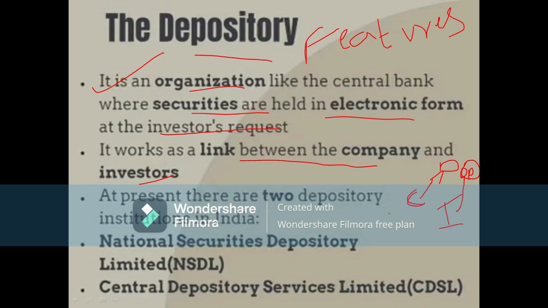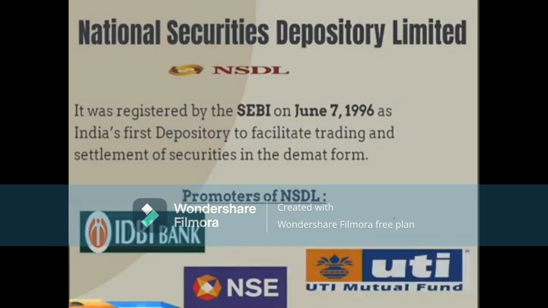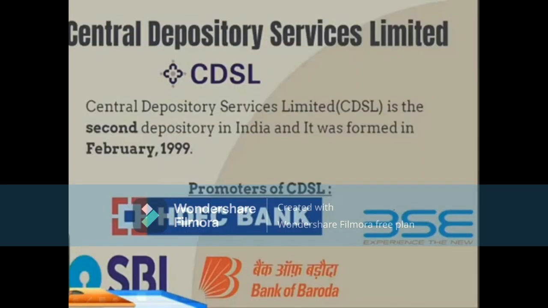Then the company will issue and sell the shares to this investor, and the investor will purchase this company's shares. But in the middle we will see depository and depository participants. So we can say that the depository acts as a link between company and investor. At present there are two depositories, one is NSDL and the other one is CDSL.